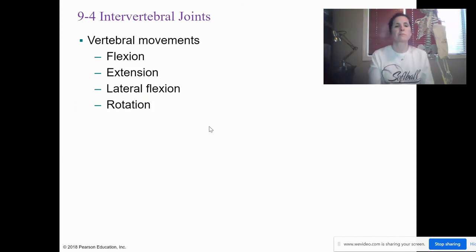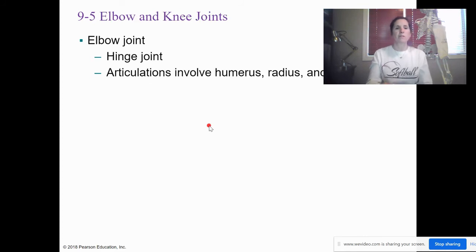Vertebral movements. Your vertebrae can move in flexion, extension, lateral flexion, which I was showing you before, and rotation. So think of how stable your vertebrae are. All right, so we're going to look at all of these joints, and this is where we'll spend more time. Today is more of an introduction.